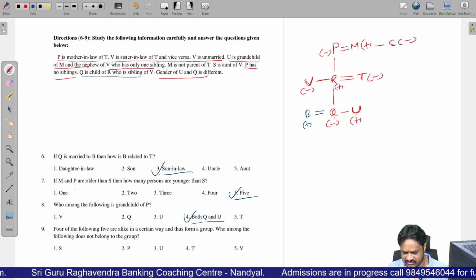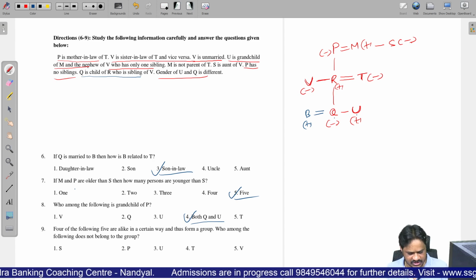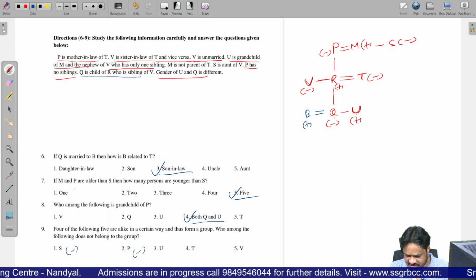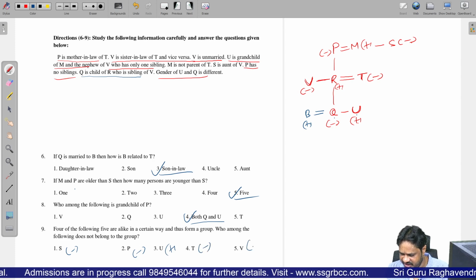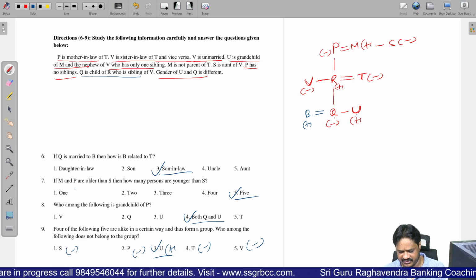Then, 4 of the following 5 are alike in certain way and hence form a group, which is the one that does not belong to that group. So, here you see the gender. S is a lady, P is also a lady, U is a gent, T is a lady, and V is also a lady. So except U, remaining all are females. So that's why your answer is 3.